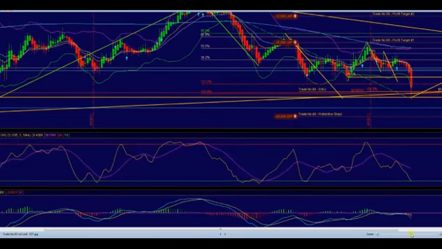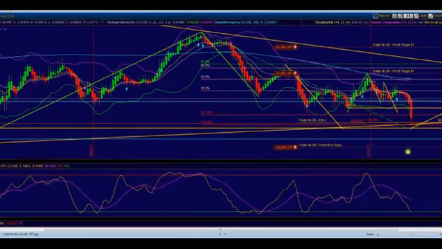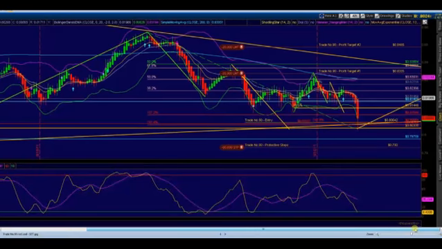Let me make this a little bit bigger so you can see my set strategy. My protective stops were at 79.30. My entry was at 80.64. And my initial profit target was at 83.35, with secondary targets at 84.85.